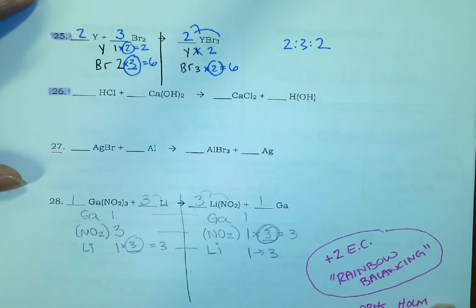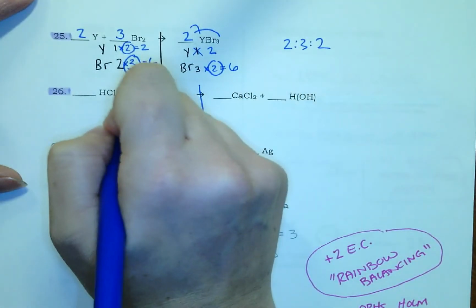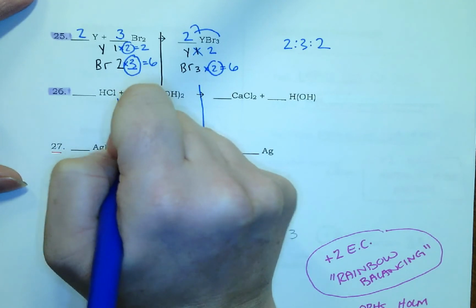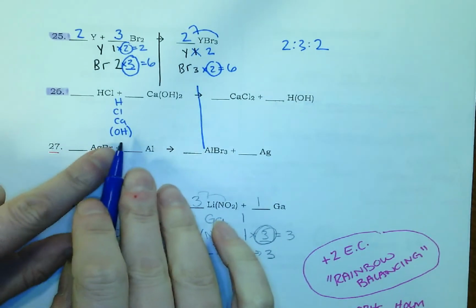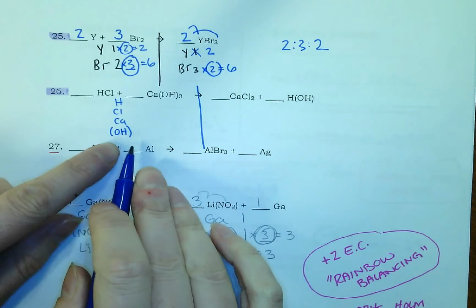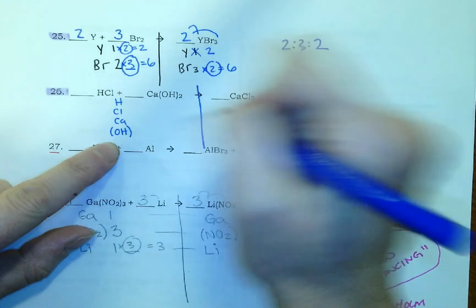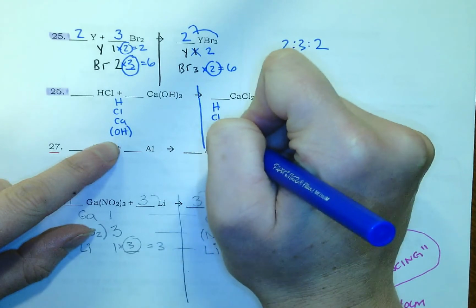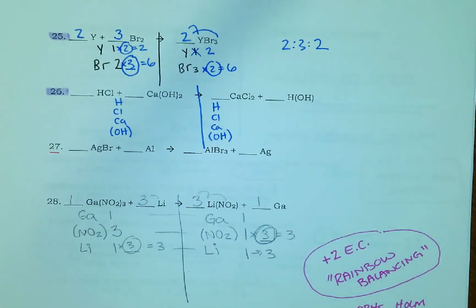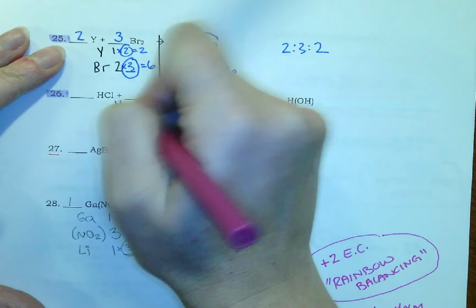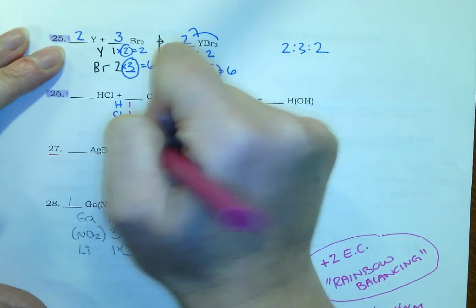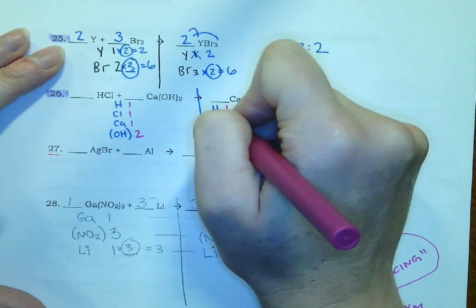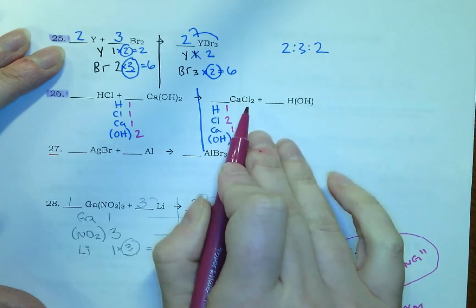Okay. For number 26, I've got hydrogen, chlorine, calcium, and hydroxide. Now I want to keep OH together inside the parentheses. It makes my life much easier. And I'm going to write it down in the same order over here. Hydrogen, chlorine, calcium, and hydroxide. Like that. Okay. And I've got 1 of everything on the reactant side except for OH2. I've got 2 of those. And then I've got 1 of everything on this side except for chlorine. I've got 2 of those.